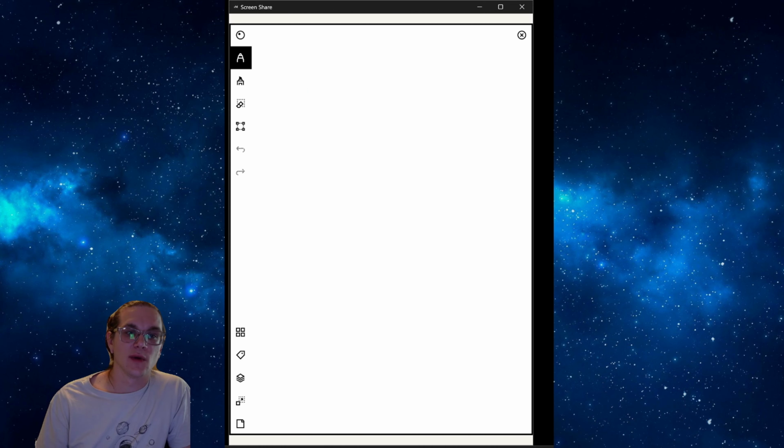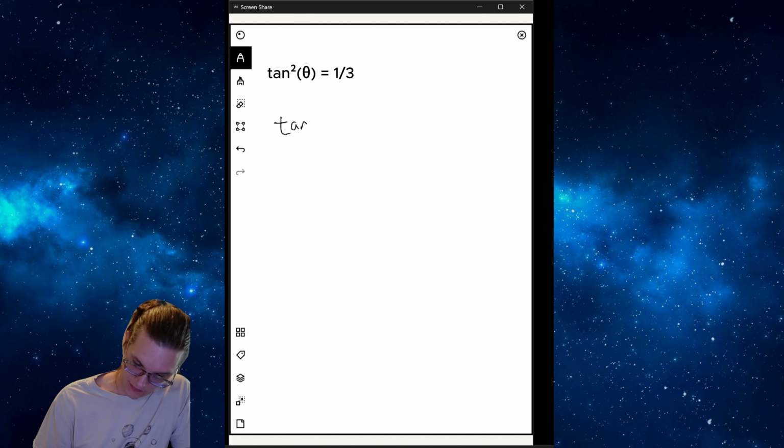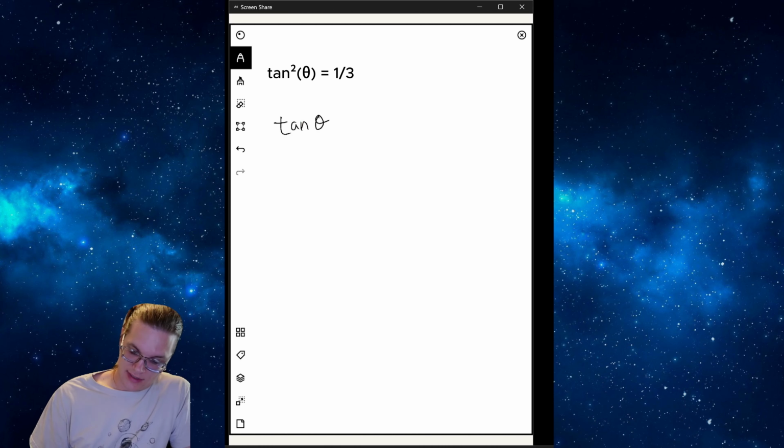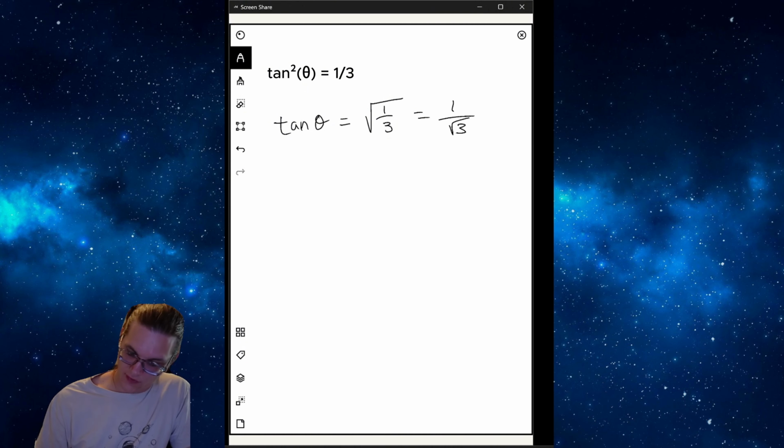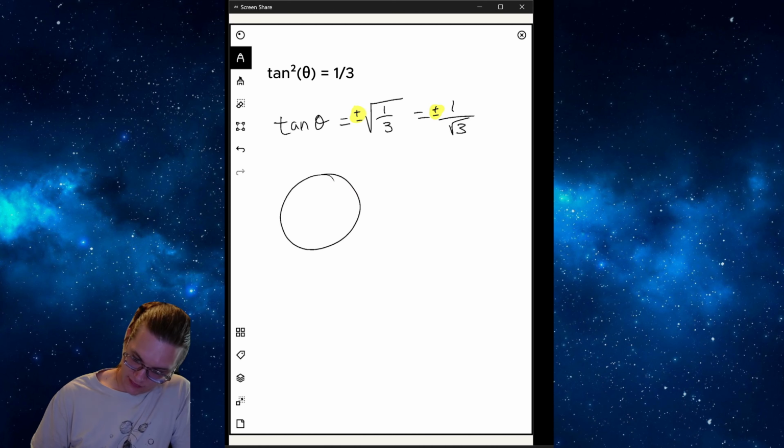Right off the bat here, we have to take a square root of the 1/3 so that we can know tangent of theta is equal to the square root of 1/3, which is another way of saying 1 over root 3. And so, plus or minus, never forget. Okay. Where is the solution?